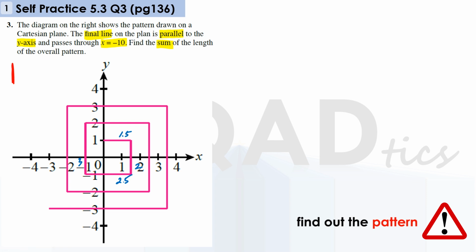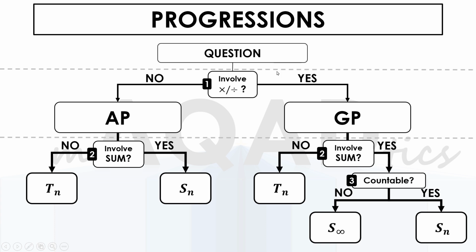Now let's go to the 3 question framework to figure out which formula we should use for this question. Our first question is, if I want to find the next number, does it involve multiplying or dividing? The answer is no, because we are adding 0.5 to get the next number. So here we should use AP. The second question is, does it involve sum? Yes, because we are finding the sum of all the lengths of the lines. So we need to use the Sn formula from AP.